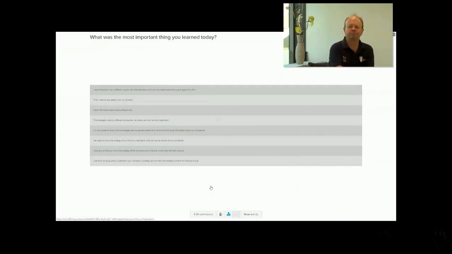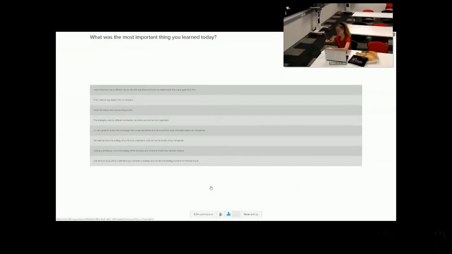But keep going. And actually the remaining comments are all about we need to know the strategy of our firms, because that helps us to understand the drivers of our company, making sure that you know the strategy of the company and where they sell their product, using the 5 Ps to guide you to understand your company's strategy, and then connecting the strategy to the firm's financial future. So that's very good insights about the strategy of a company and its importance and the consequence of knowing that strategy in relation to its future operations.